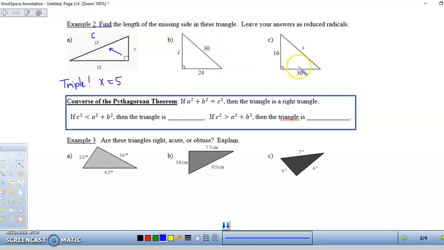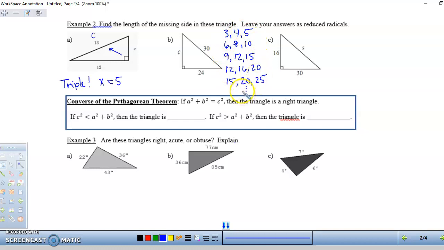Okay, these ones are not as obvious, but let me just note something for you. Any multiple of triples is also a triple. So 3, 4, 5 is 1, 6, 8, 10. So I just double those. If I multiply these by 3, I get 9, 12, 15. If I multiply by 4, I get 12, 16, 20. If I multiply by 5, I get 15, 20, 25. And you can keep going. So these are all triples as well.